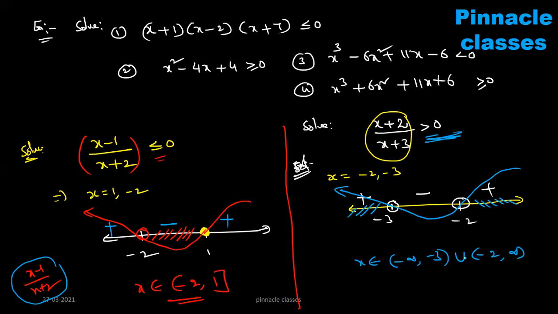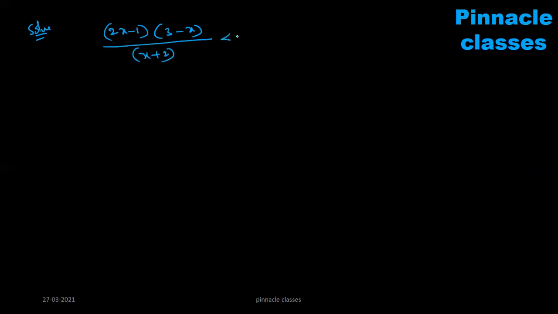One more model. Any doubts, Bharati? No, sir. So one more model. I told you, a number of problems practice is required. See, number of problems. 2x minus 1 into 3 minus x by x plus 2 less than 0. Tell me.